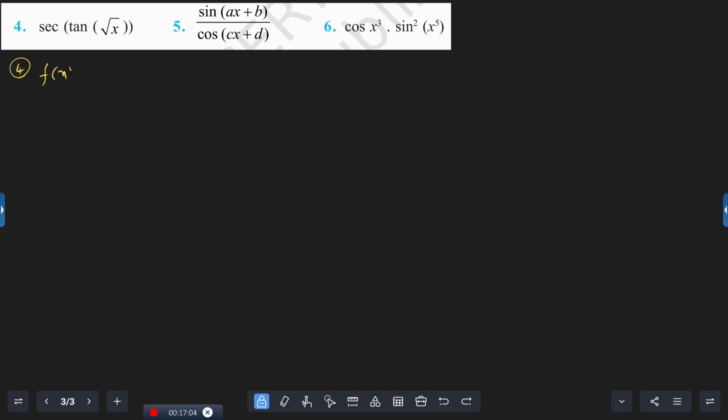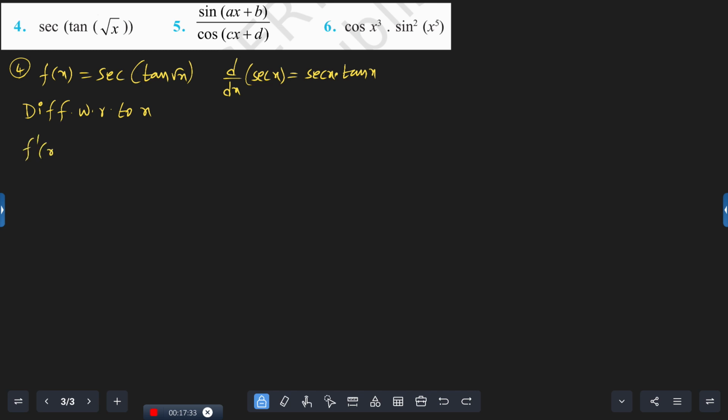Now the fourth one: f of x is equal to secant of tan root x. So when I differentiate secant, what am I getting? Derivative of secant x is secant x into tan x. We understand that I am going to use now. So differentiate with respect to x. So f dash of x, secant, very careful, instead of x, what we have here: tan root x. So wherever you see x, you have to mention there tan root x.